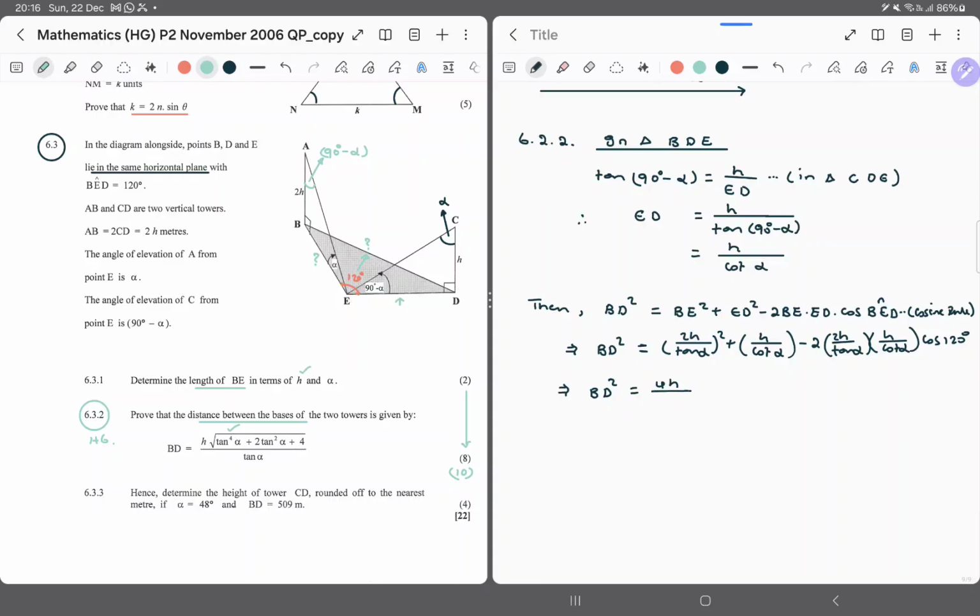This is 4h over tan squared alpha plus, is it plus, h squared divided by cot squared alpha minus, now this times this is going to be 2, wait a minute, it's going to be 4h squared over tan alpha cot alpha times, now cos of 120 is the same as cos of 60 degrees in the second quadrant. So this is minus a half, sorry.